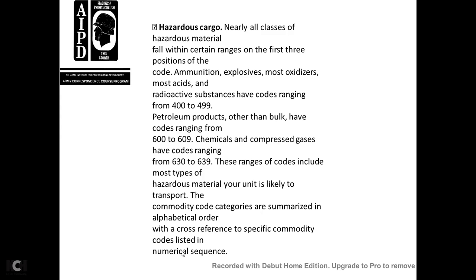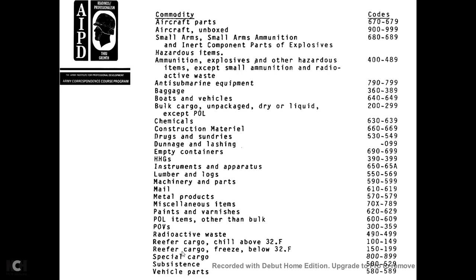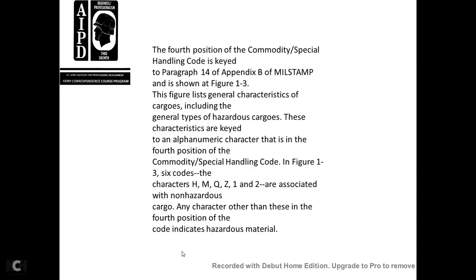Petroleum products other than bulk have codes ranging from 600 to 609. Chemical compressed gases have codes ranging from 630 to 639. These ranges include most types of the hazardous material your unit is likely to transport. The commodity code categories are summarized in alphabetical order with a cross reference to specific commodity codes listed in numerical sequence. You see your commodity codes from aircraft to baggage, construction material, drugs, machinery parts, lumber, radioactivity, and waste materials.